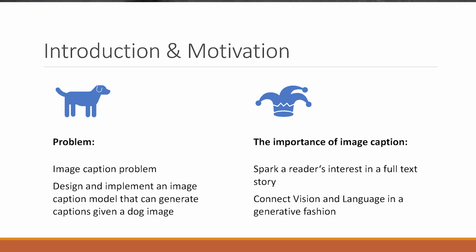Image captioning is a multimodal problem that has been extensively researched in both natural language processing and computer vision. A caption is a complete sentence that describes the picture. Captions are important since they spark a reader's interest in a full-text story and connect vision and language in a generative fashion. Our team designed and implemented an image caption model that can generate captions given a dog image.